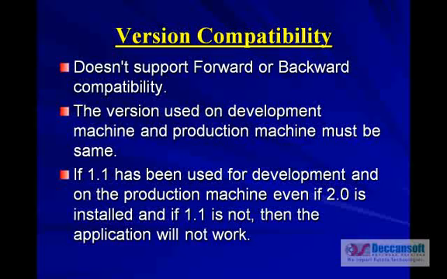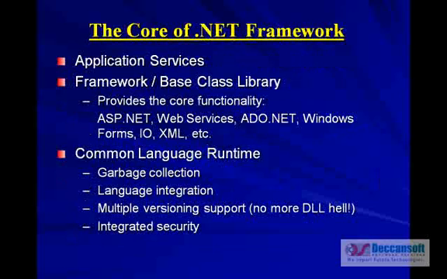So this is what I said: it doesn't support forward or backward compatibility. The version used for development and the production machine must be the same. That is, if version 1.1 has been used for development and on the production machine, even if 2.0 is installed and 1.1 is not, then the application will not work. That means even if the latest version exists, if the required version is not available, it will not work. Whatever version is used, the same version must be available on the target machine also.